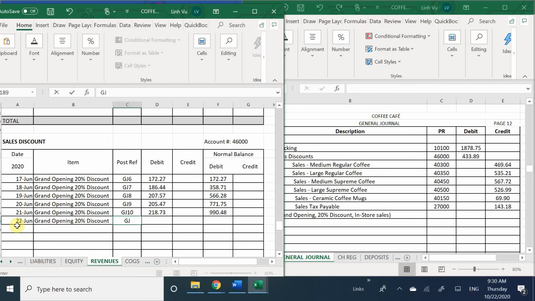General Journal 12, and it is for, let me go back. The discount amount is $433.89. All right, bringing my new grand total to 1424.37. What? You said 1410? 1424.37. Perfect.